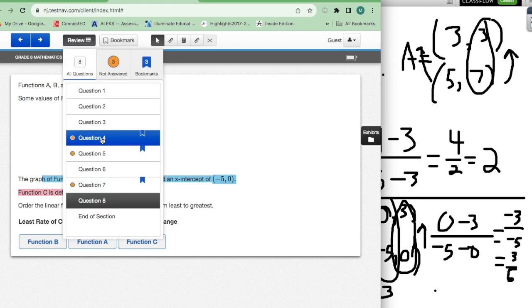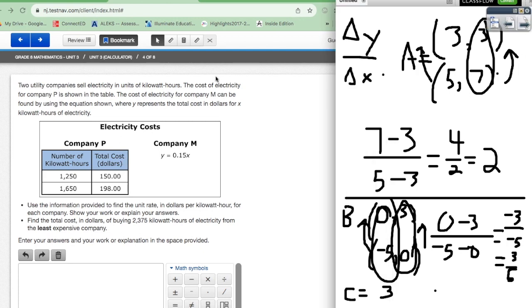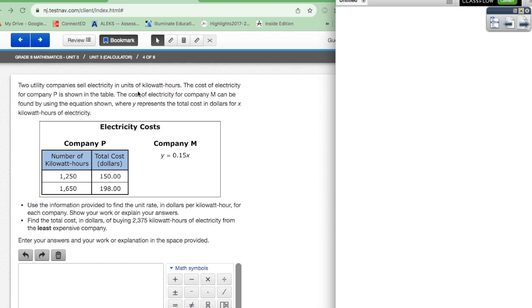So now I'm going to review and go back to these ones where I had to write something. Now this one actually might be less work, but we'll see how it goes. All right, so 2 utility companies sell electricity in units of kilowatt hours. The cost of electricity for company P is shown in the table. The cost of electricity for company M can be found by using the equation shown. All right, so actually when we have the equation like that, mx plus b, that one's easier because it's right there. Okay, so 0.15, I'm guessing that means 15 cents.